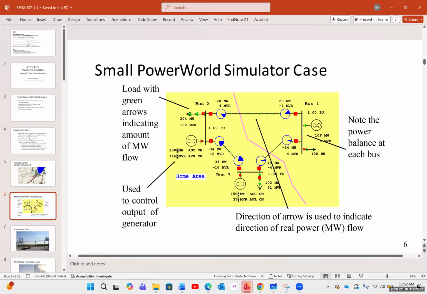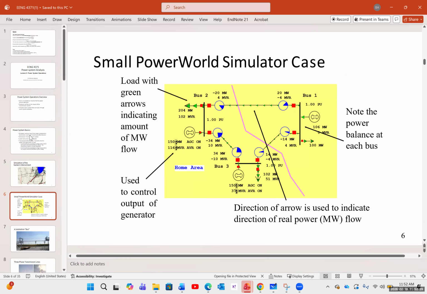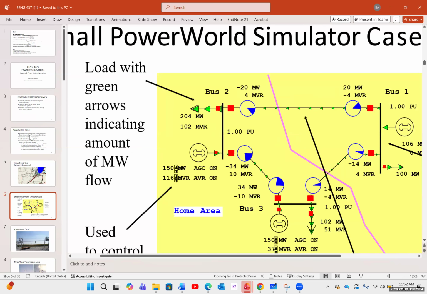Now, this is an example of a small PowerWorld Simulator case. As mentioned before, we show the loads with arrows. Here we show it with green arrows. It indicates the amount of megawatts flow. So we have a load here.